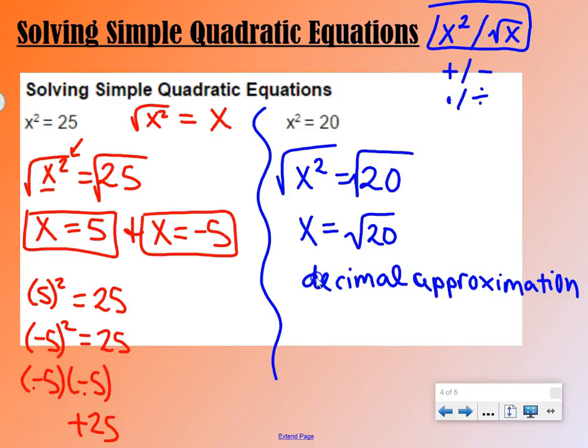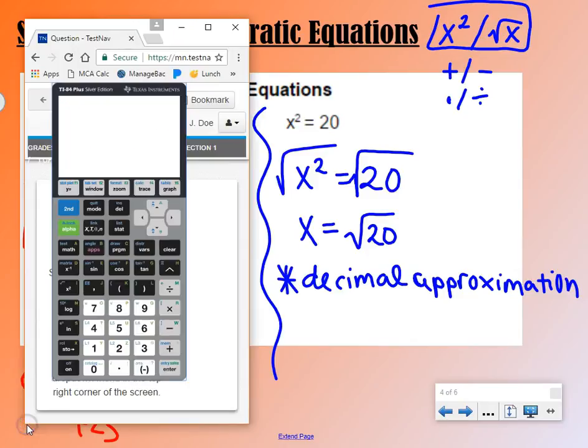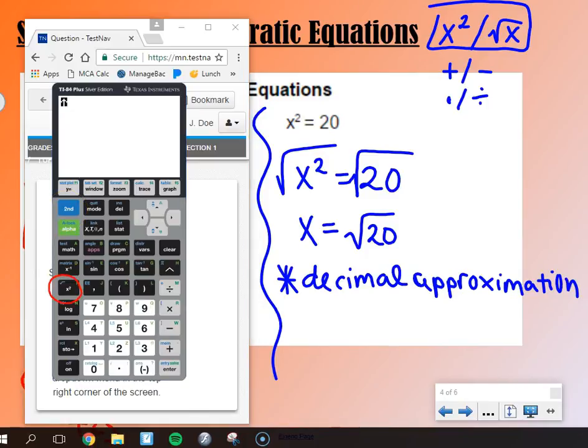And for this, we are going to want to use our calculator. All right, so here I have our scientific graphing calculator. The square root of 20. So to get the square root of 20, we have to press the blue button and then this x squared button right here. Because if you look up in the top corner, there's that radical button in blue. That's why we press the blue button first, and then we press x squared.